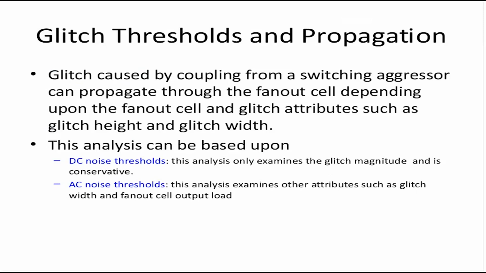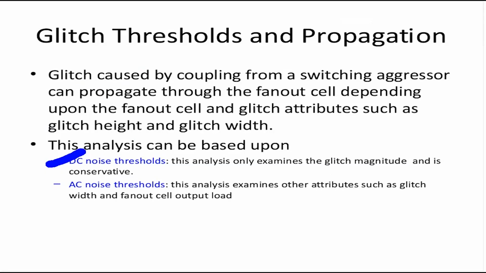So the glitch caused by coupling from an aggressor can propagate through the cell depending on the fan out cell and the glitch attributes such as glitch height and glitch width. So there are two analyses that are performed here. One is the DC noise analysis. So DC noise thresholds. This analysis only examines the glitch magnitude and is conservative. So it just takes into account what is the glitch height.